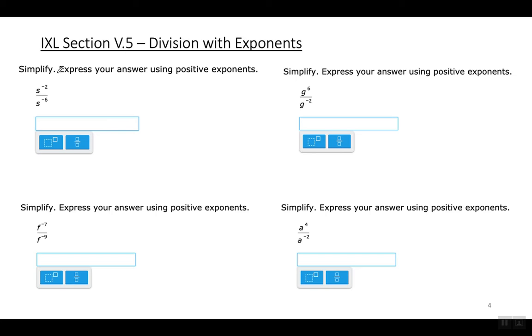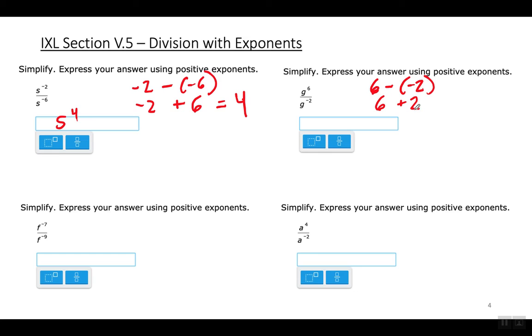All right, some more examples, pretty much the same thing. I keep my same base and I do negative 2 minus negative 6. That's going to become negative 2 plus 6, which is going to equal positive 4. So my answer is s to the fourth power. Over here, I do 6 minus negative 2. Be careful you don't mess up on that. 6 minus negative 2 becomes 6 plus 2, which equals 8. So my answer is g to the 8th power.